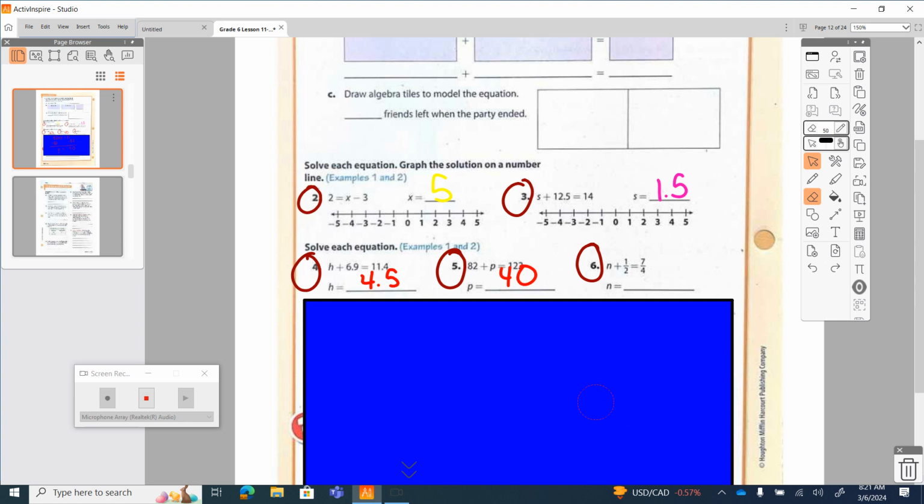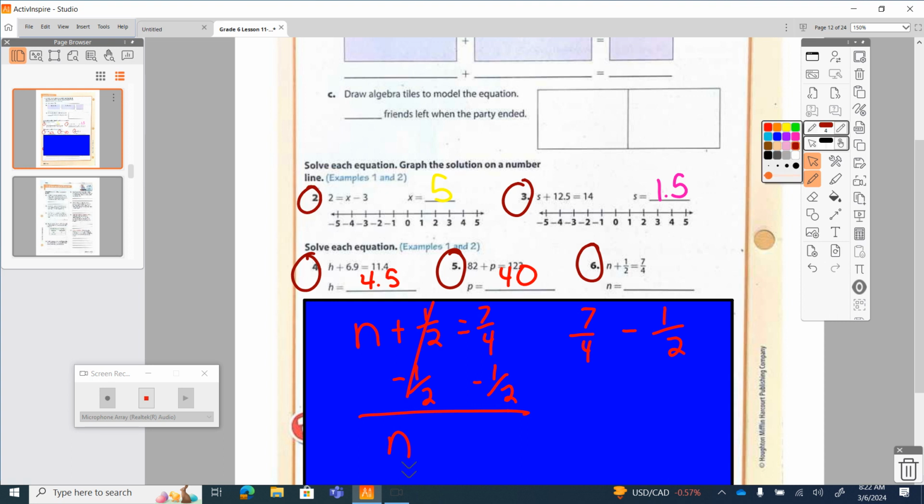It's really not that bad. N plus 1/2 equals 7/4. So I'm going to do the same thing I've been doing. I'm going to take away the half from both sides. Those cancel out. The problem is I'm going to come over here. I have 7/4 minus 1/2. And I'm writing it this way because I need to make a common denominator, right? So this, I'm going to use 4. So that 2 is going to become a 4. And I did that by multiplying by 2. So I'm going to multiply by 2 on the top. 7 times 2 is 14.